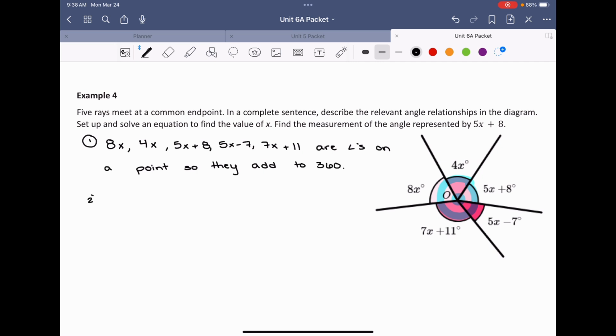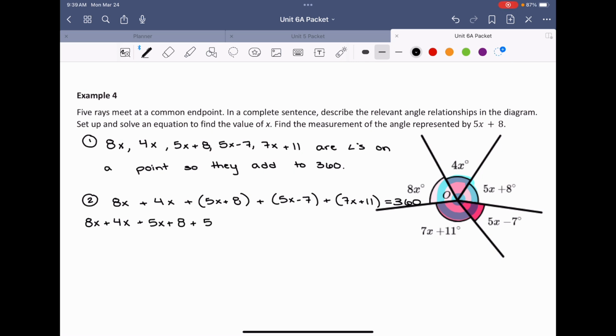Let's create our equation. So 8x plus 4x plus 5x plus 8 plus 5x minus 7 plus 7x plus 11 all equals 360, and I'm running out of room. Okay, I'm going to rewrite this without my parentheses. So 8x plus 4x plus 5x plus 8 plus 5x minus 7 plus 7x plus 11 equals 360.